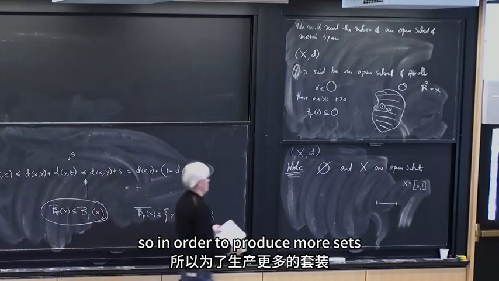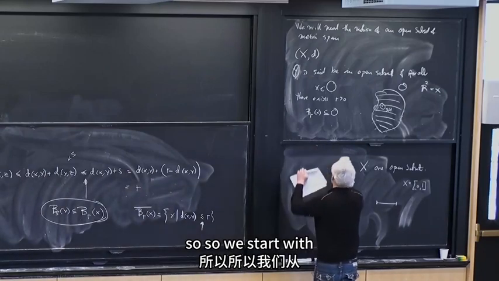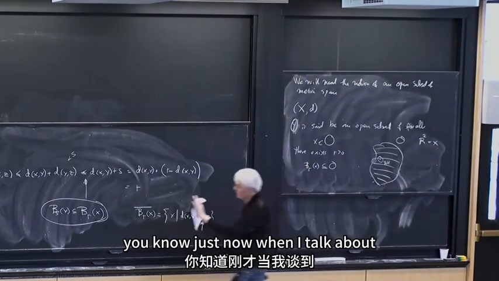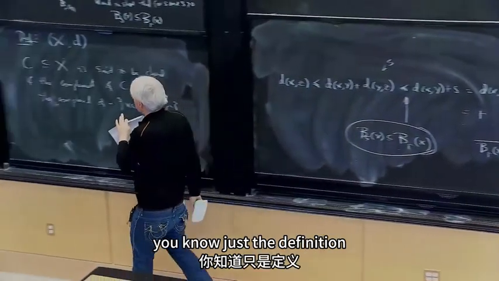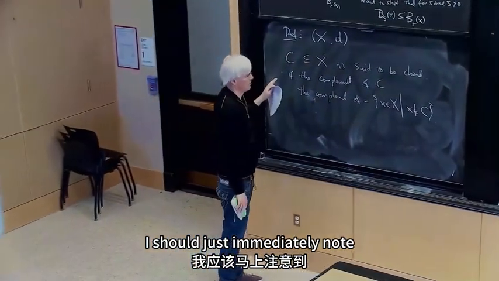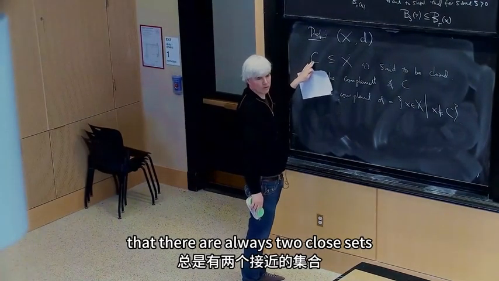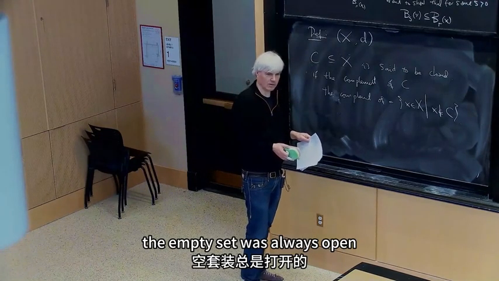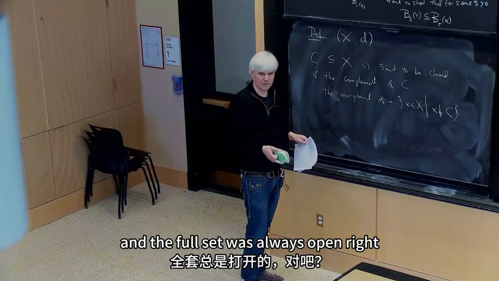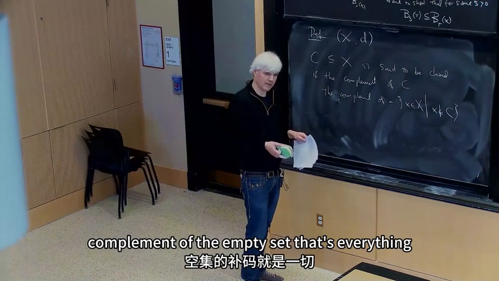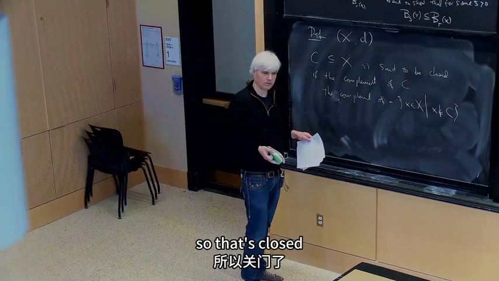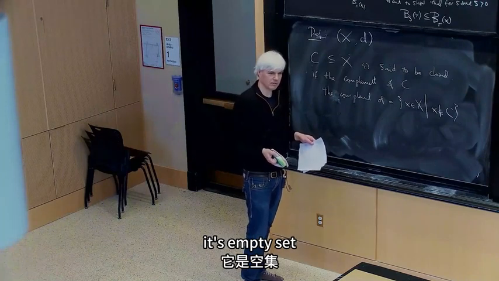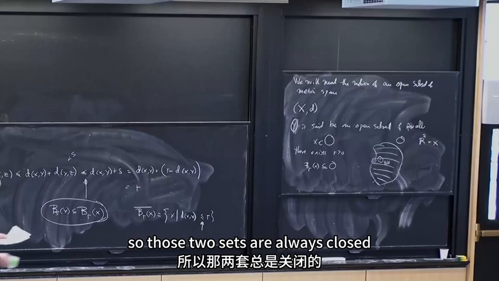In order to produce more sets, I should immediately note that there are always two closed sets. The empty set was always open and the full set was always open. The complement of the empty set is everything, so that's closed. And the complement of everything is nothing, the empty set, so that's also closed. So those two sets are always closed.